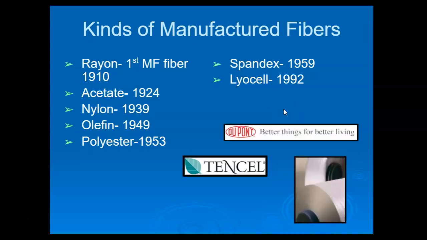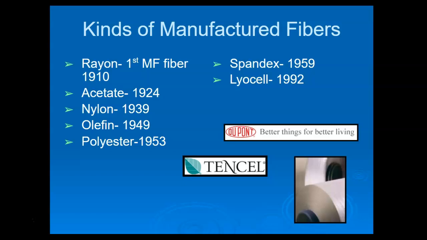The different kinds of manufactured fibers are rayon. Like I said, it's the oldest manufactured fiber, the very first manufactured fiber. Acetate, and acetate is like a silk type feeling fiber. Nylon, that's what your pantyhose are made out of. Olefin is used in carpets. Olefin is also used in your upholstery. It's one of the strongest fibers as well.